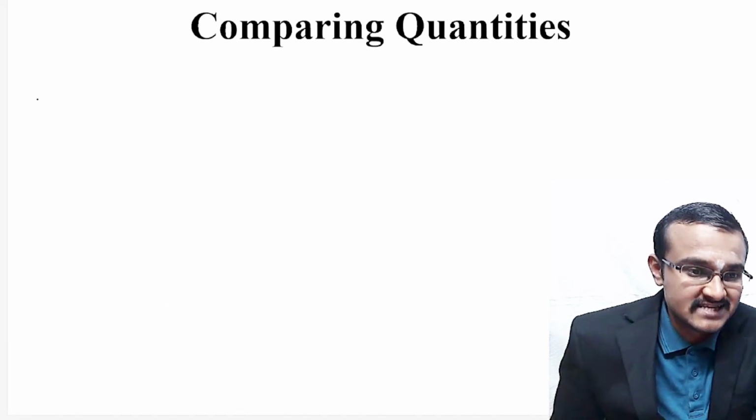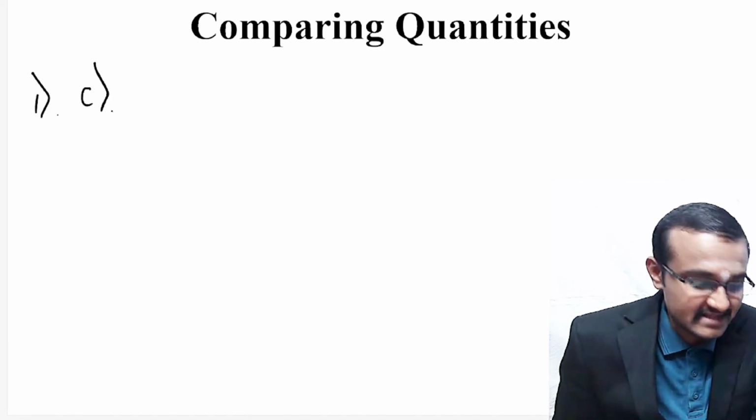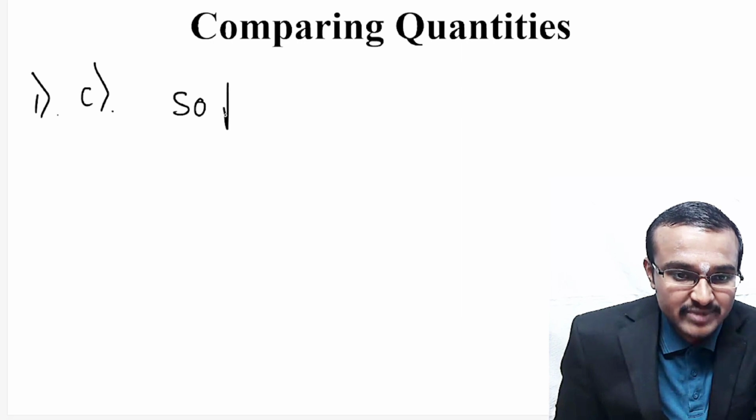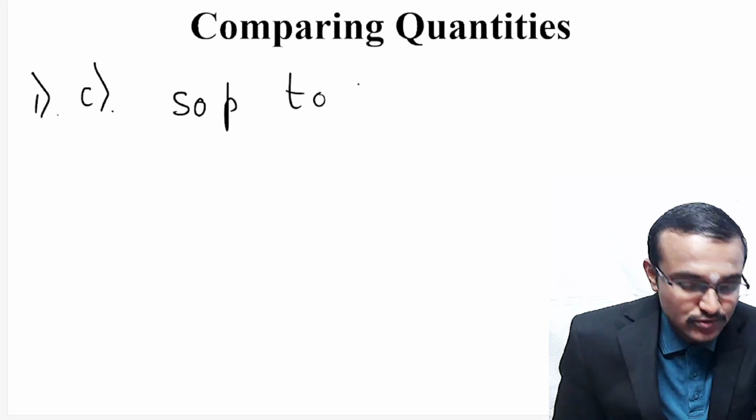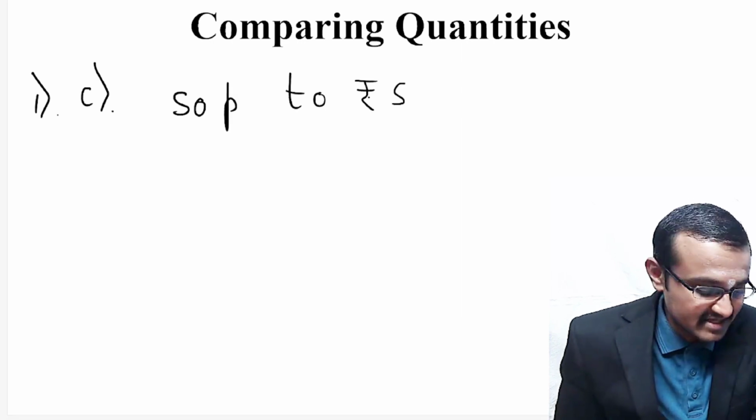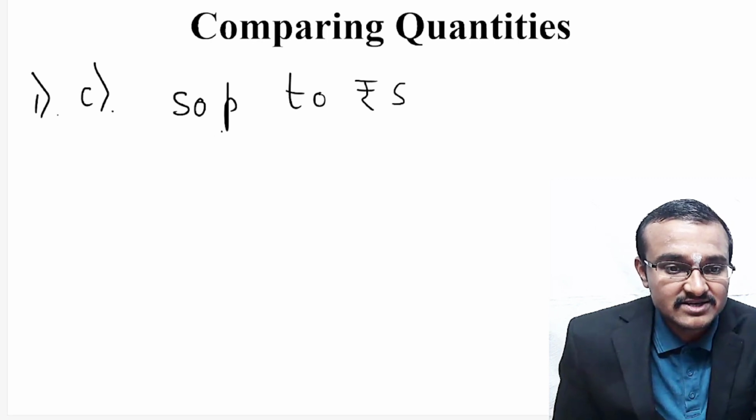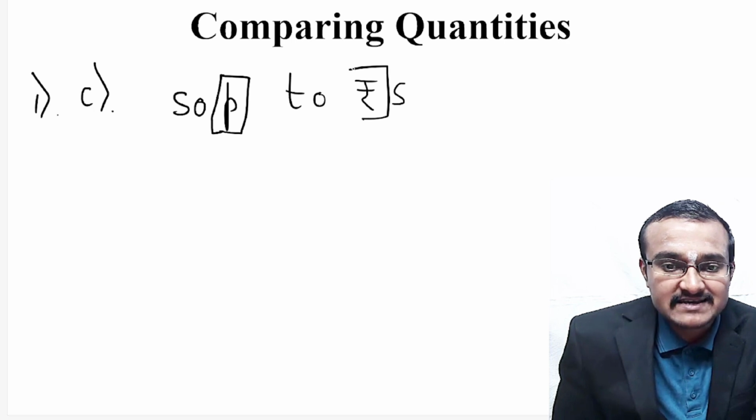Coming to part C of this first question, there they have given 50 paisa to rupees 5. That means here you should again see the unit: the unit of 50 is paisa and the unit of 5 is actually rupees.